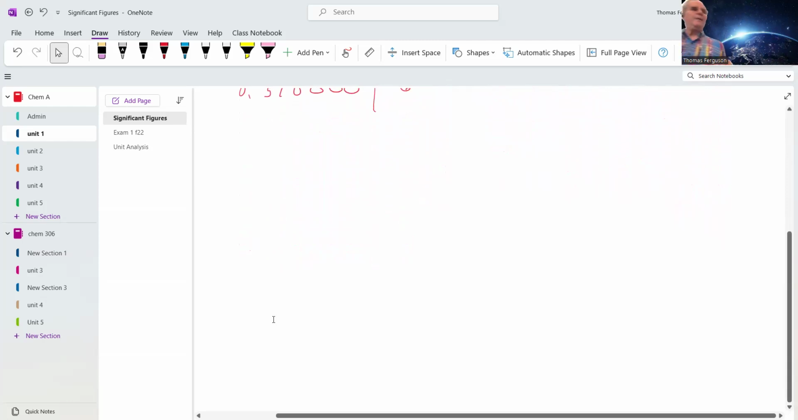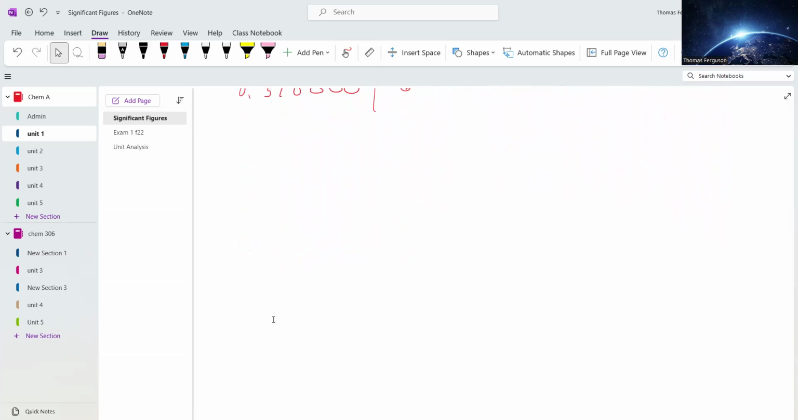All right, so we have two computational situations in physical science classes. Add and subtract, multiply, divide. And they're subsets of all those, but basically that's it. Now, adding and subtraction, what we're doing is we're looking at the decimal places.